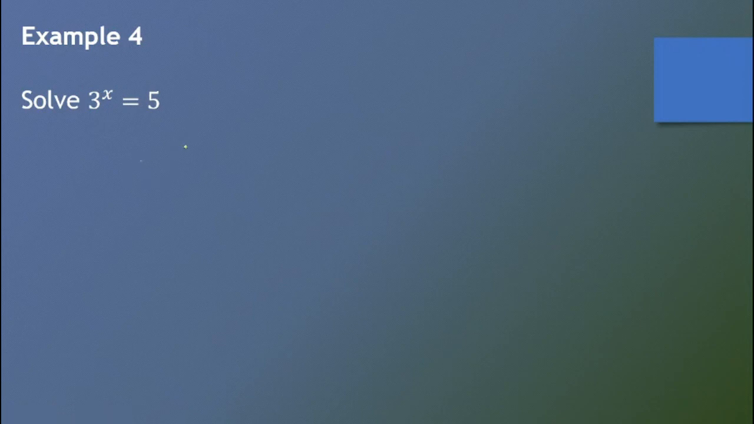So, kung nakikita nyo, yung ating given dito is hindi pwedeng magkaroon ng common base. So, wala silang common bases because our bases here are 3 and 5. So, hindi tayo makakakuha ng equal base. So, ang kailangan natin gawin dito is to make the left side and right side as logarithm. So, gagawin natin logarithm si 3 raised to x and logarithm din si 5.